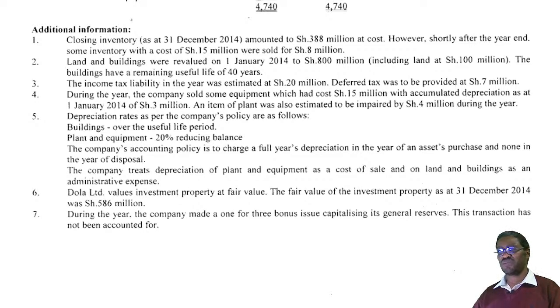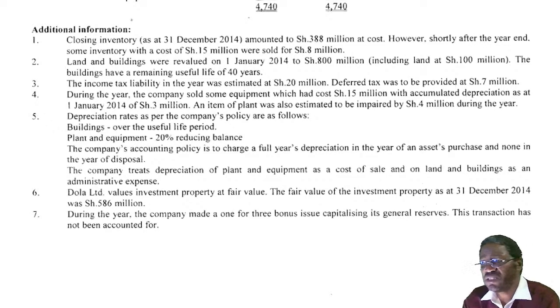And as far as note number 3 is concerned, they are saying the income tax liability was estimated at 20 million. Deferred tax was to be provided at 7 million. That means deferred tax is to be maintained at 7 million. For the other 20, that is just corporation tax, as I told you. That one we shall use as we are doing the question. We don't need that 20 now.